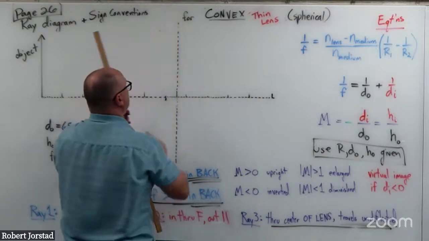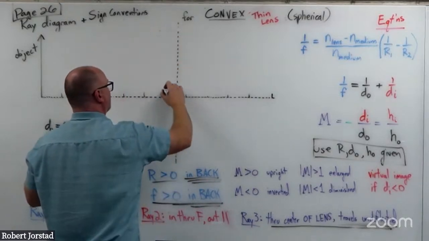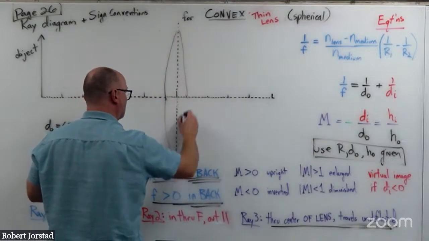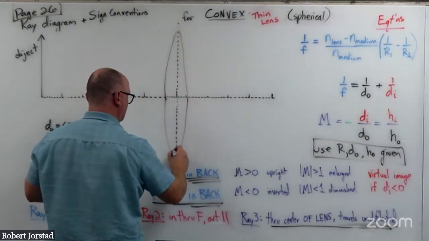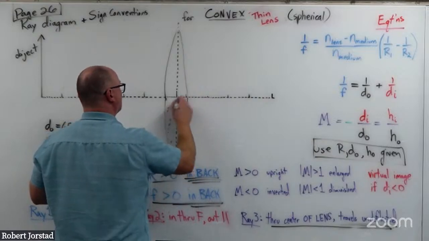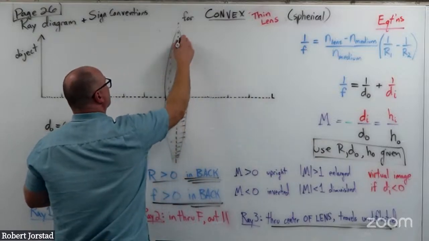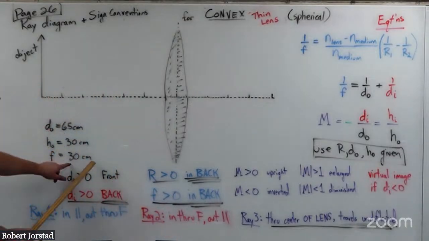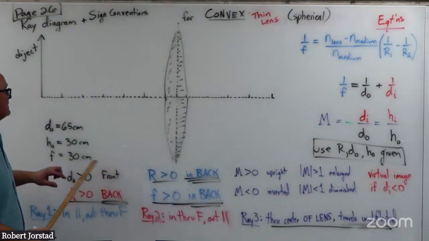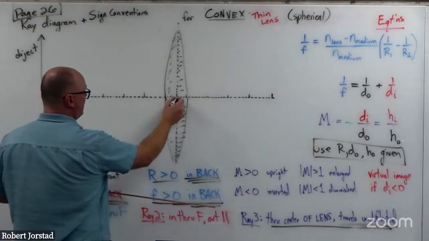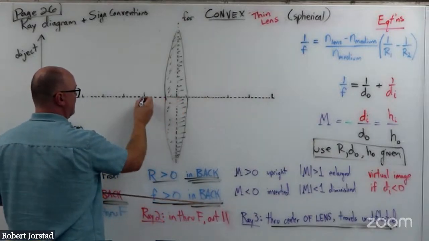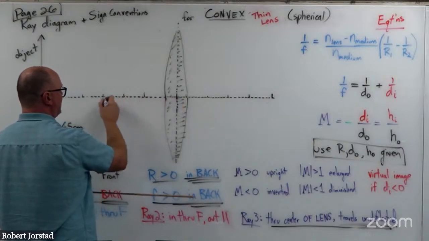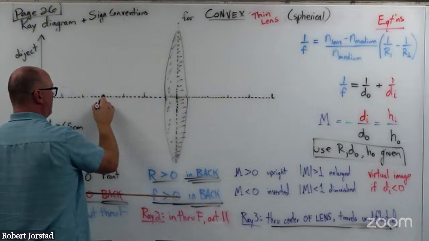Now, if you wanted to see the lens, you could draw a curved little lens in here like this, and shade it in. It's fat in the middle, positive focal length. Our focal length is 30 centimeters. So watch this. I'm going to draw the focal length on both sides. I'm going from this middle dashed line. So 10, 20, 30. There's one focal point.